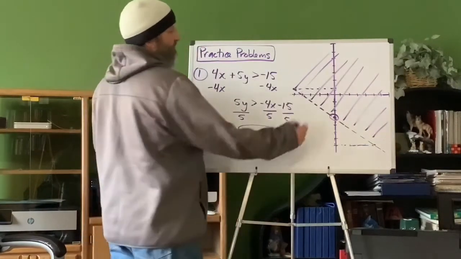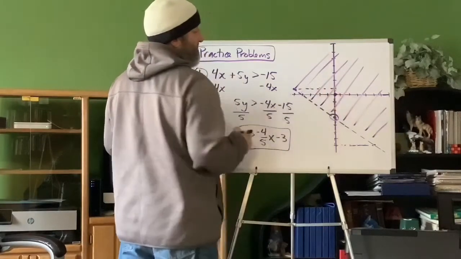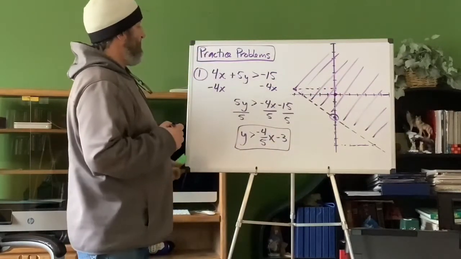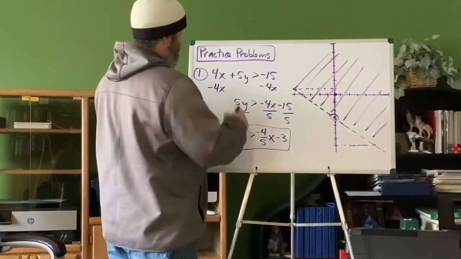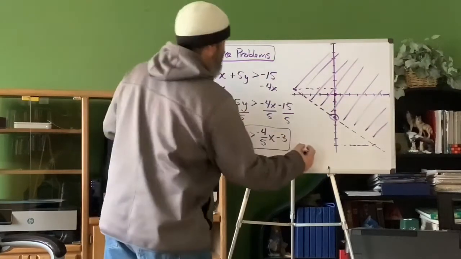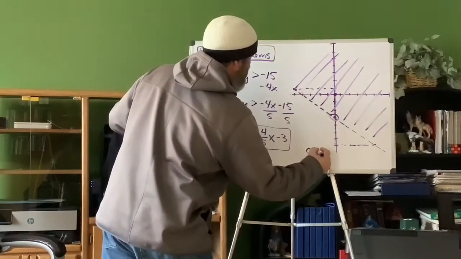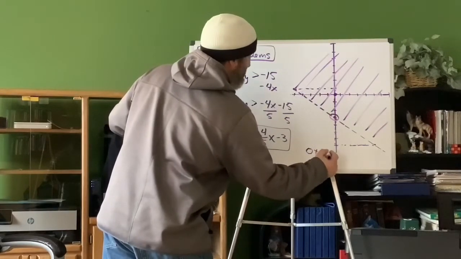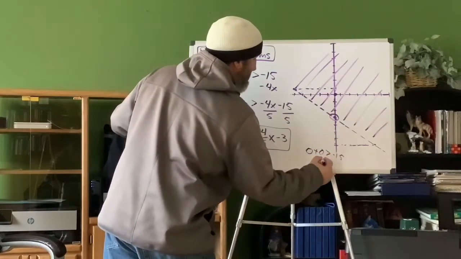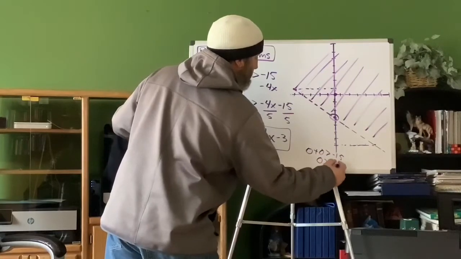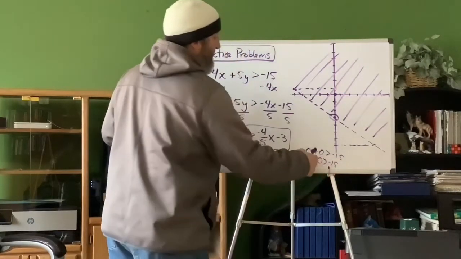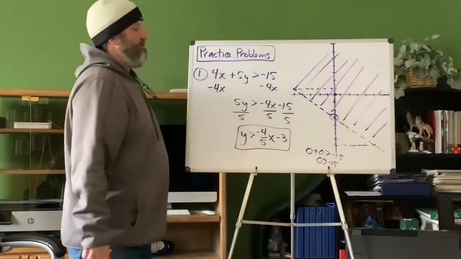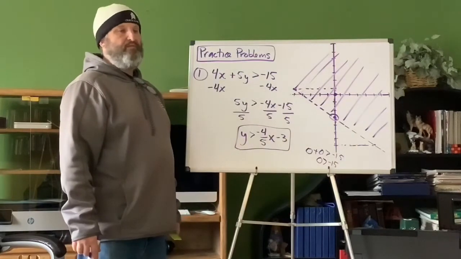So what should be true about the point 0, 0? 0, 0 should be true, correct? Well, let's look at it. If I plugged it in right here, it would say 0 plus 0 should be greater than negative 15. Well, is 0 greater than negative 15? Yes. You'd rather owe me nothing than owe me $15, right? So 0 is bigger than negative 15.